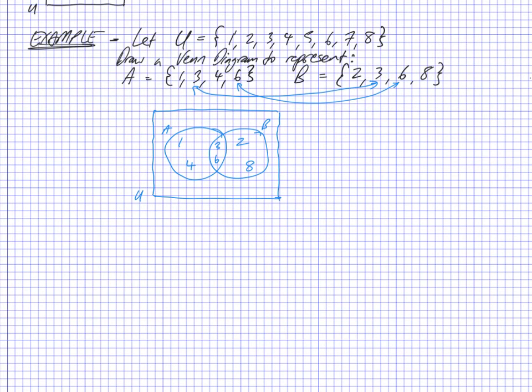So let's just check that we've got everything. We've got 1, 3 in the overlap, 4, 6 in the overlap, 2, 3 in the overlap, 6 in the overlap, and 8. But that's funny because I've got 8 numbers. 1, 2, 3, 4, 5, 6, 7, 8. Let's just check. 1, 2, 3, 4. I don't have a 5 and I don't have a 7. So what does that mean?